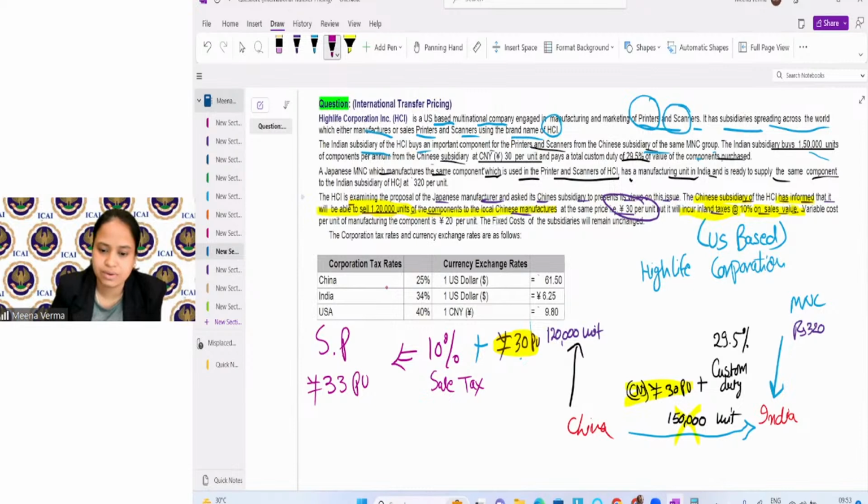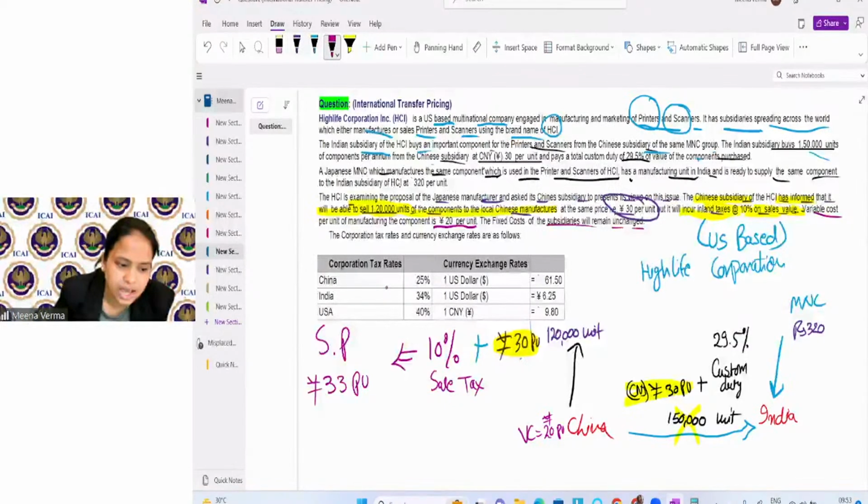What else do we have here? The variable cost per unit of manufacturing the component is 20 per unit. Variable cost is also given here. Variable cost is 20 yen per unit. What else do we have? The fixed cost of the subsidiary will remain unchanged.